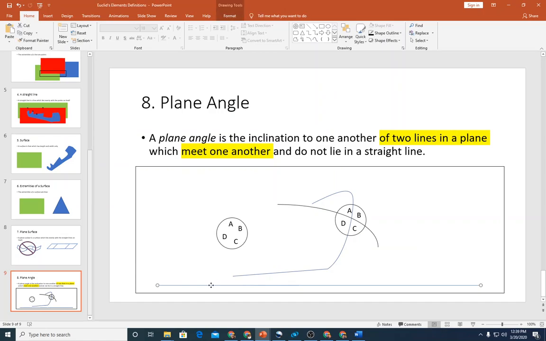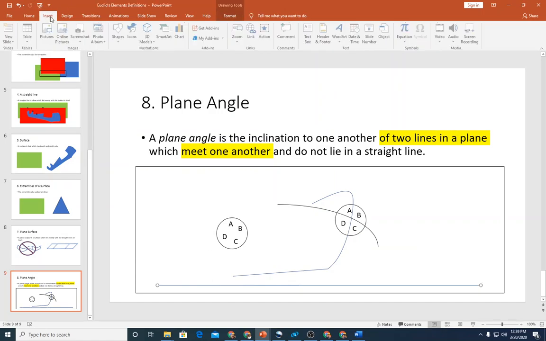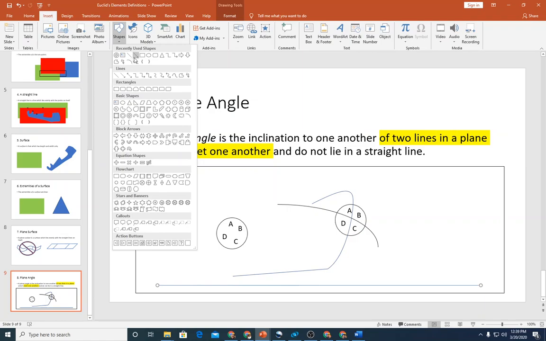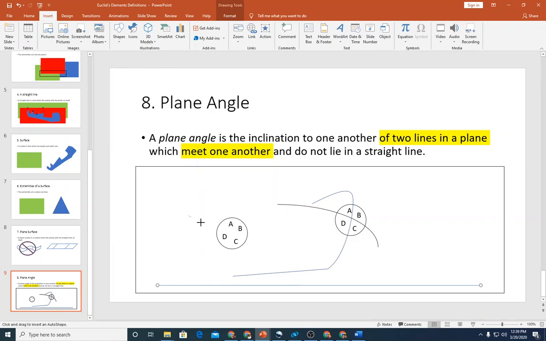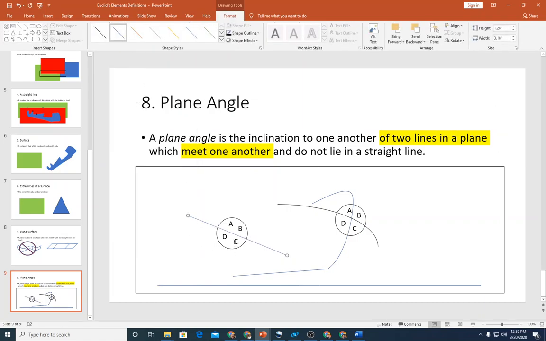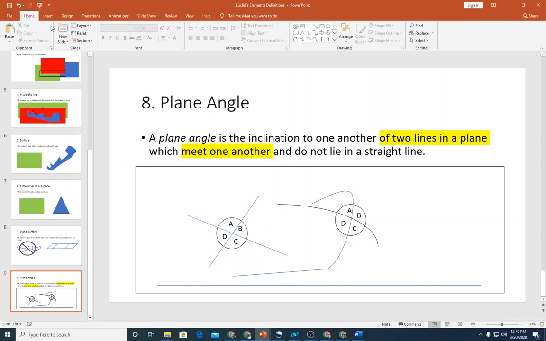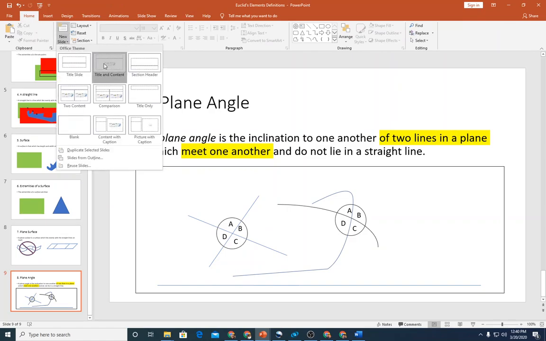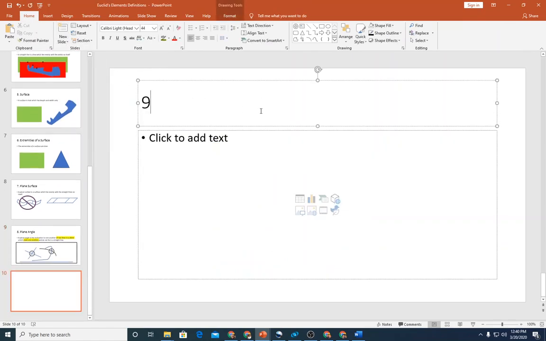And that is the reason why, when you have a plane angle, you can't have your 2 lines lying in a straight line. They just don't work. You end up with just a line and no angles when you do that. All right, so that's plane angles, and that's definition 8. We've got 2 left to go, and I think we can make this. All right, let's do definition 9.